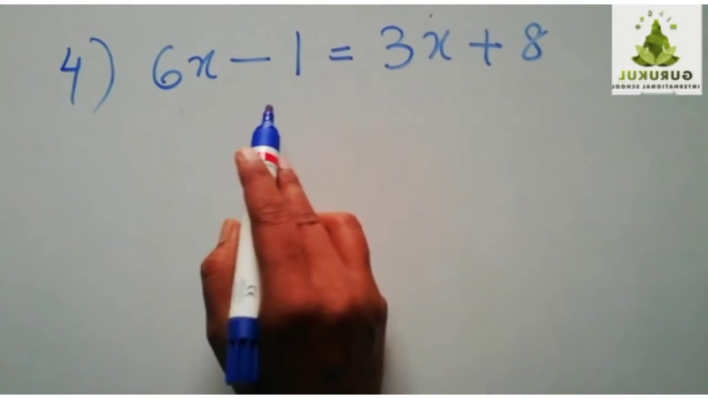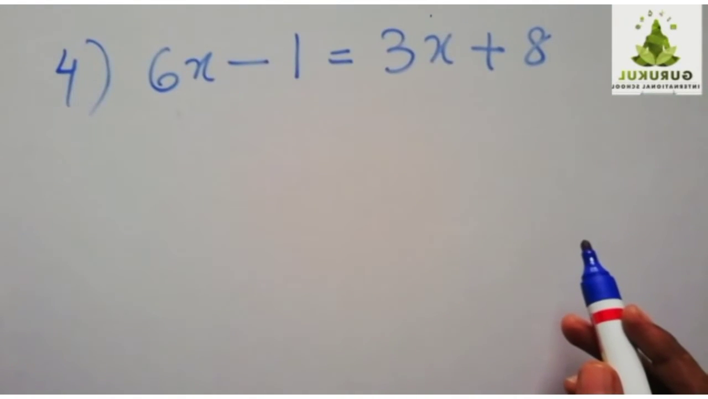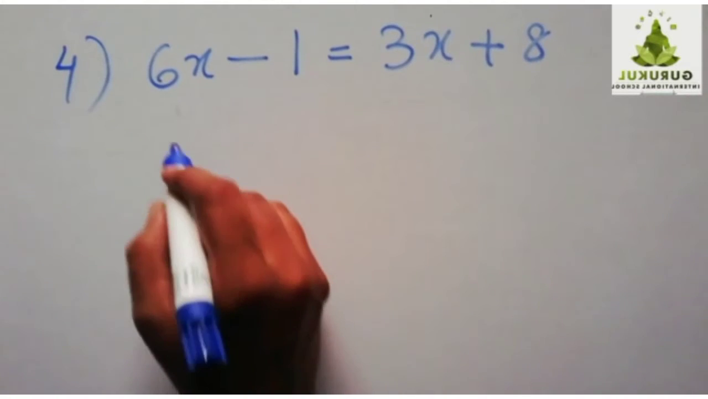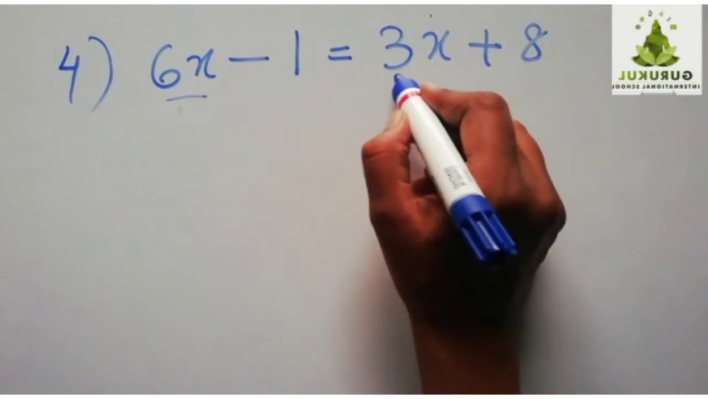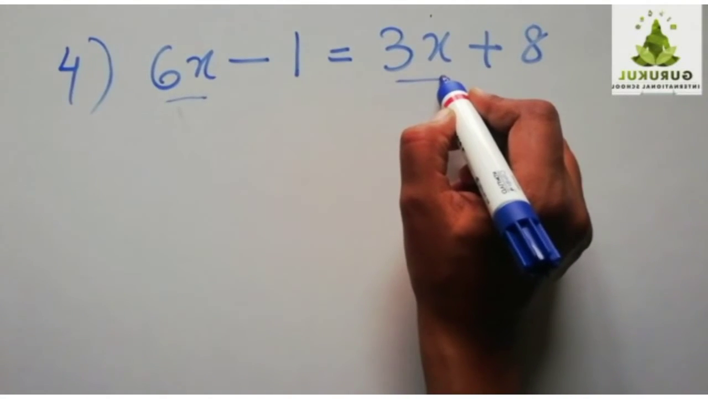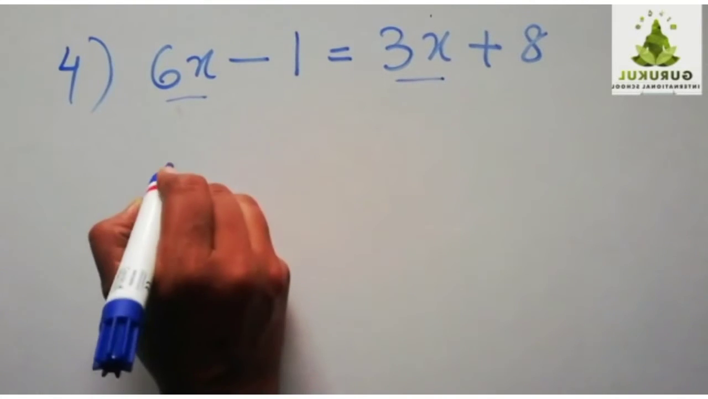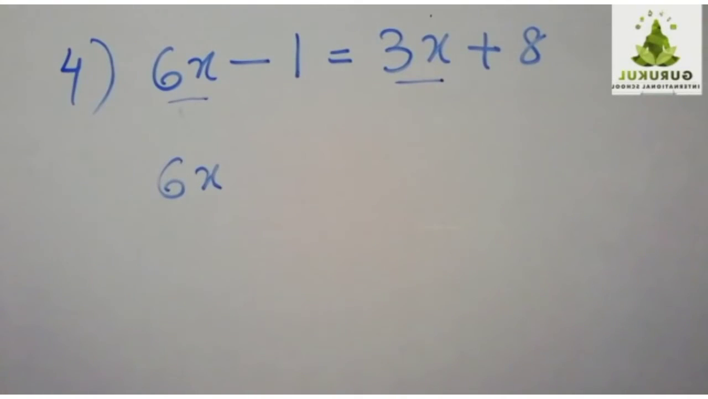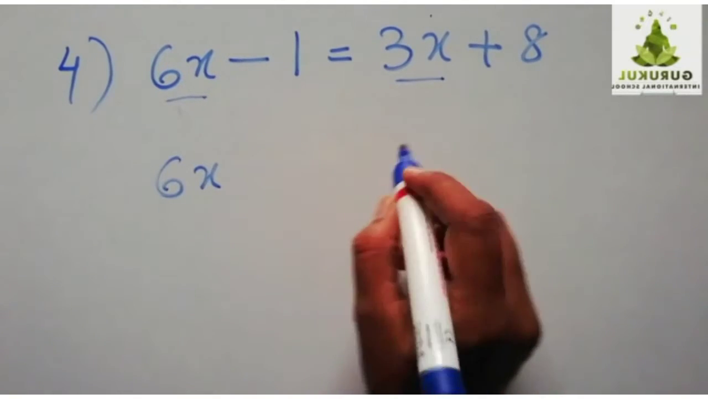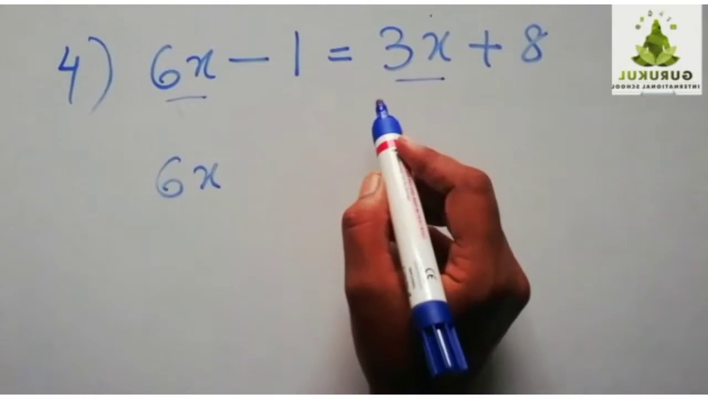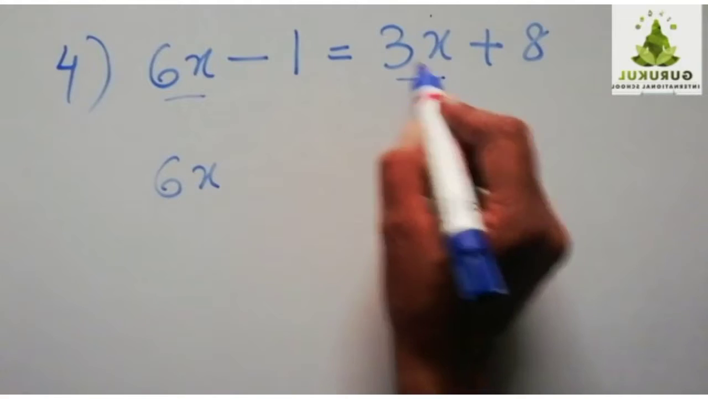Now it is 6x minus 1 equals 3x plus 8. How to solve this? Now see here, like terms are on the opposite side, so bring the like terms together. Now 6x is already here. Now minus 1 equals 3x plus 8 is given. So what should I do? I should bring this to this side.